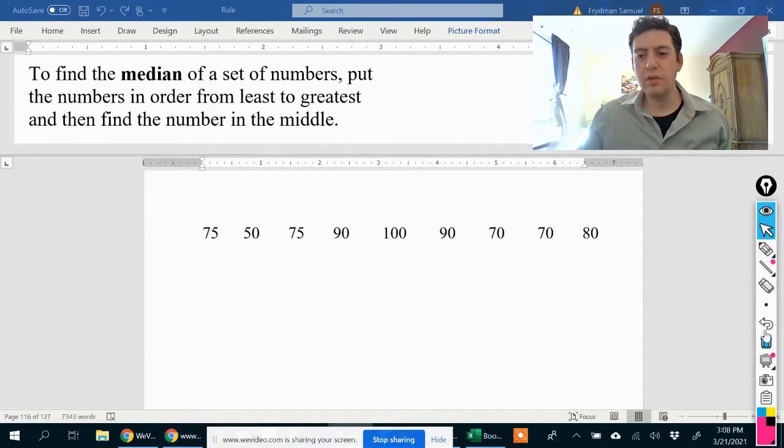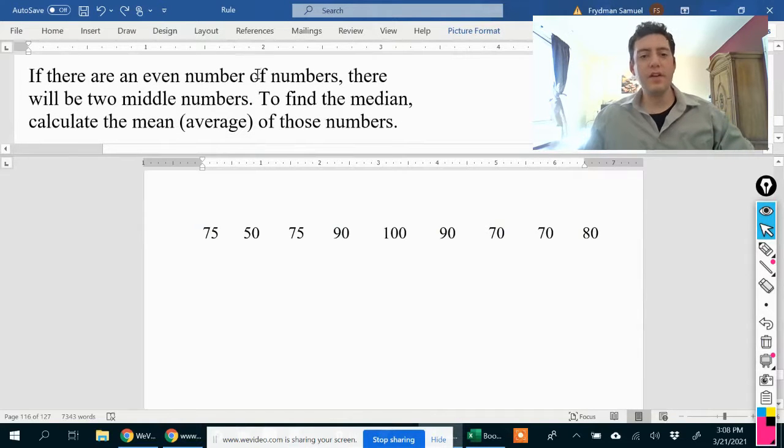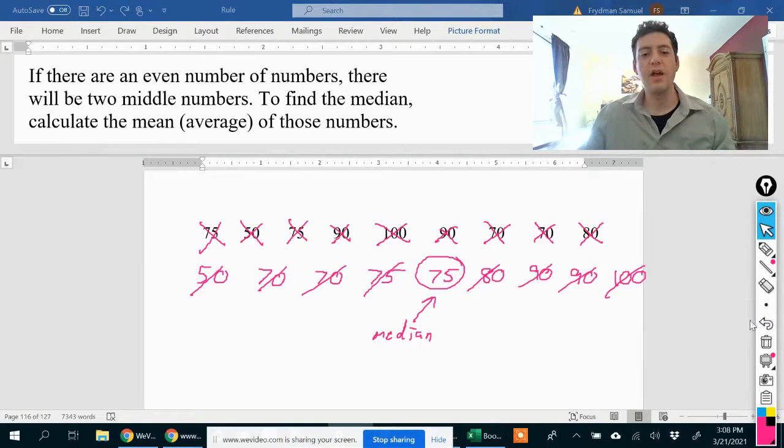Okay, and now let's go ahead and scroll down. If there are an even number of numbers, there will be two middle numbers. You know what? Let me actually put this back on the screen. How many numbers were there here? There were 1, 2, 3, 4, 5, 6, 7, 8, 9 numbers. 9 is an odd number. It's not divisible by 2. When we have an odd number of numbers, then when we do that left, right thing to find the number in the middle, there's no problem. There's just going to be one number in the middle when we are given an odd number of numbers.